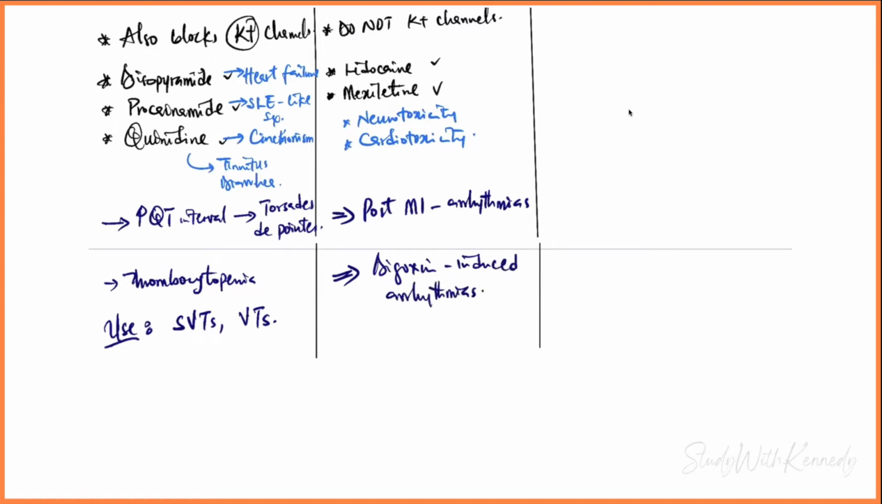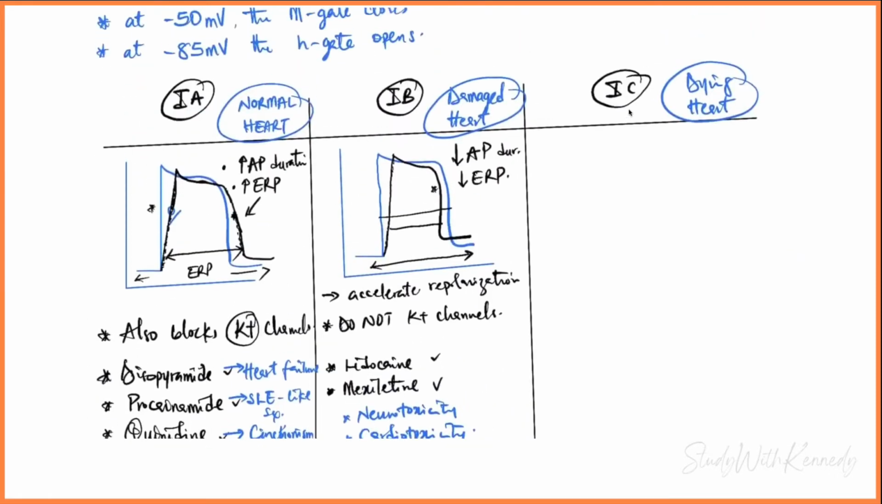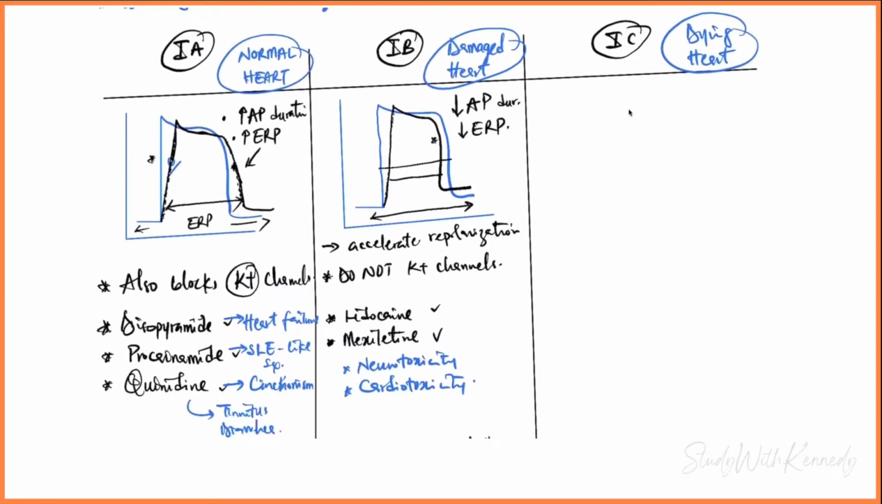Finally, we have class 1C medications. Class 1C medications we said are used for dying heart. These guys have very little effect on action potential duration or even your effective refractory period.